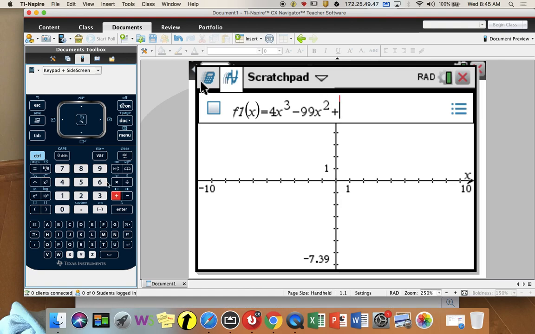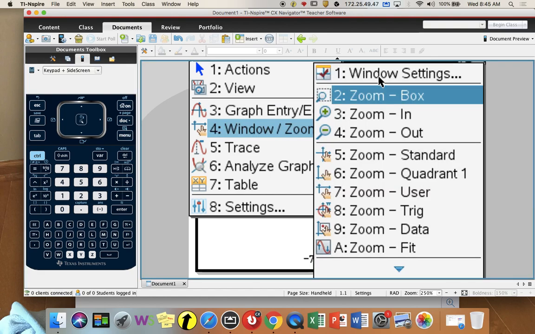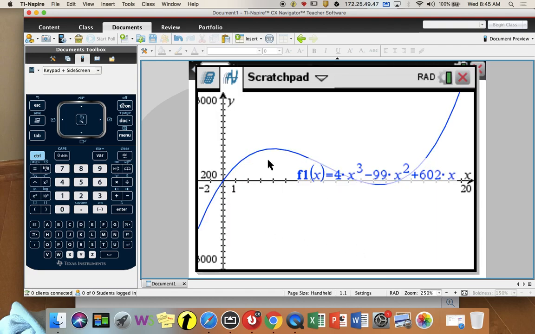plus 602x. When we hit enter, we won't see the whole graph, so I say, all right, change your window: menu, window, zoom. Let's go from negative 2 to 20, and we should be able to see it, and negative 3,000 to 3,000. I just played around with this earlier to get the window that fit. Okay, and we can see that bendy straw graph that's increasing.